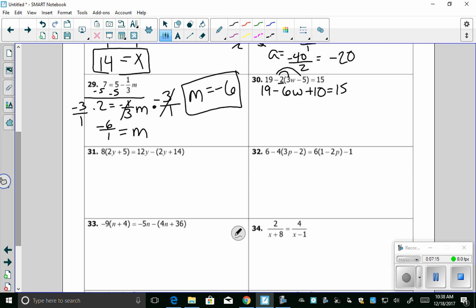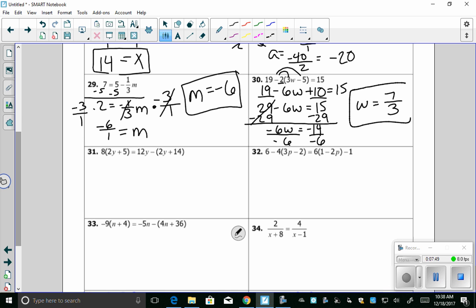Combine like terms. 19 plus 10 gives me 29 minus 6w equals 15. So I added these two numbers together. Now solve for w. Subtract 29 from both sides so that those cancel out, and I'm left with negative 6w equals negative 14. Divide by negative 6, and you get w equals 7 over 3. That is the simplified fraction.